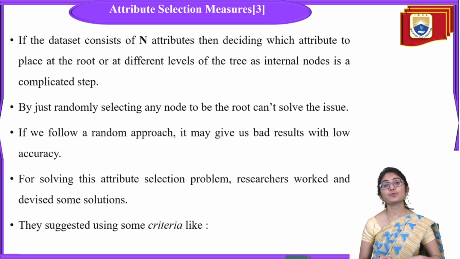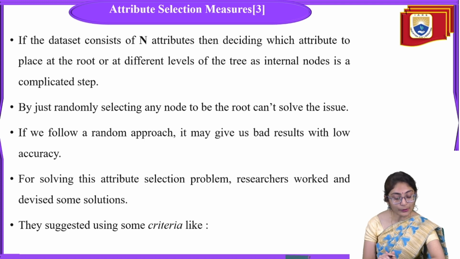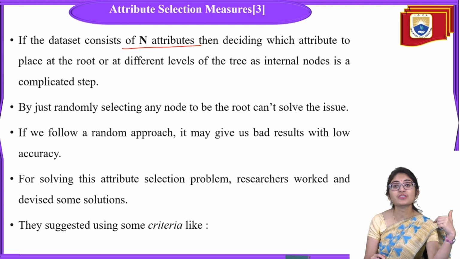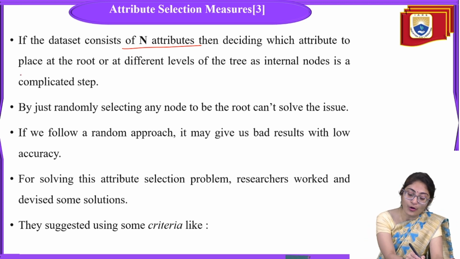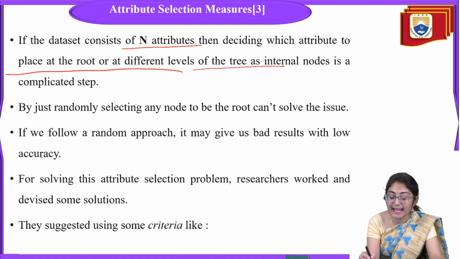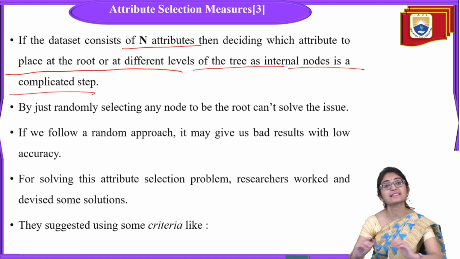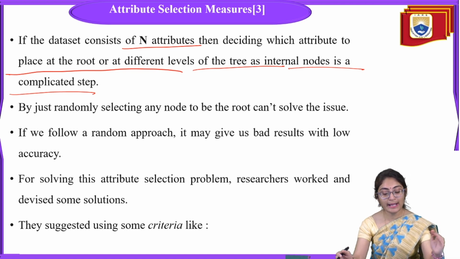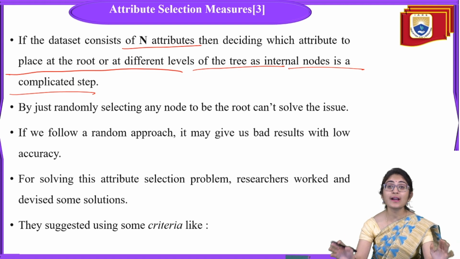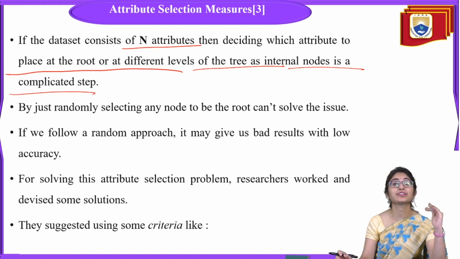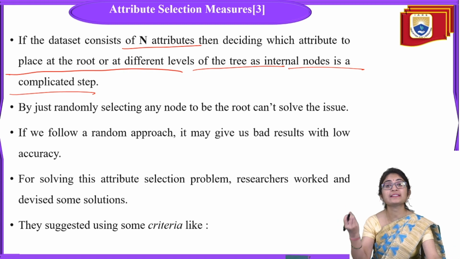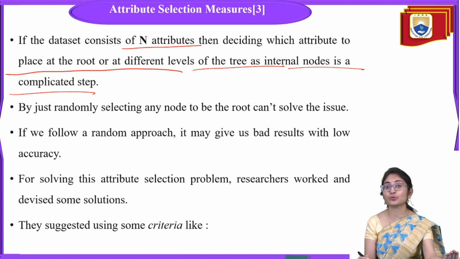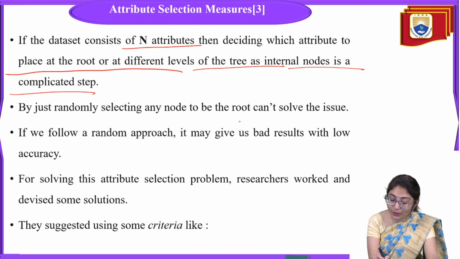Then we will see attribute selection measures. Now, if the dataset consists of attributes, then deciding which attribute to place at the root or at different levels of the tree as internal nodes is the complicated step. Definitely, in a decision tree, you have n number of attributes and you have to decide which attribute to place at the root or at the different levels of the tree. And just randomly selecting any node to be the root can't solve the issue.